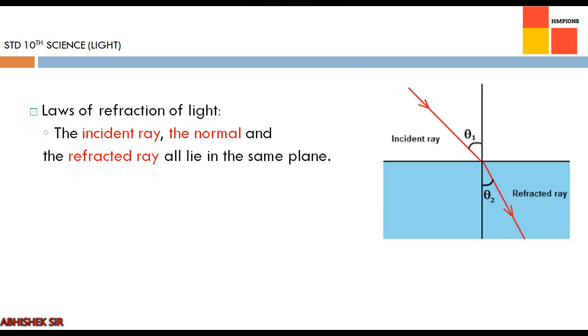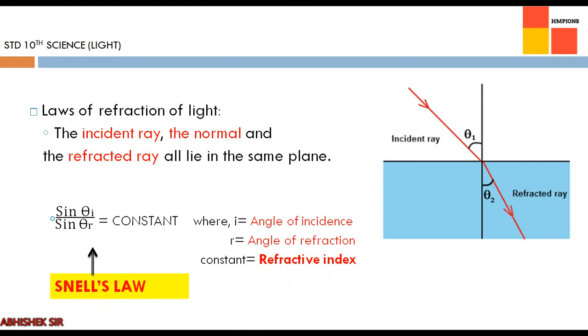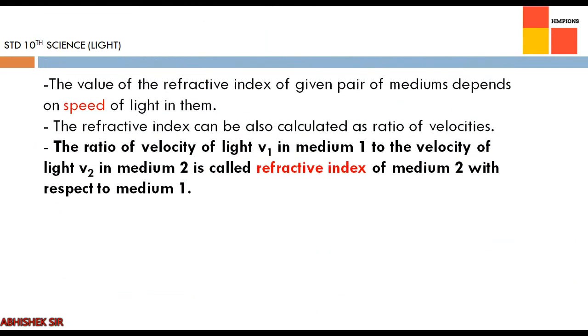The first law is that the incident ray, the normal, and the refracted ray all lie in the same plane. The second law is a very important statement, also known as Snell's law. It says the ratio of sine of angle of incidence to the sine of angle of refraction is constant, and this constant is called refractive index. Now let us study refractive index in another way.